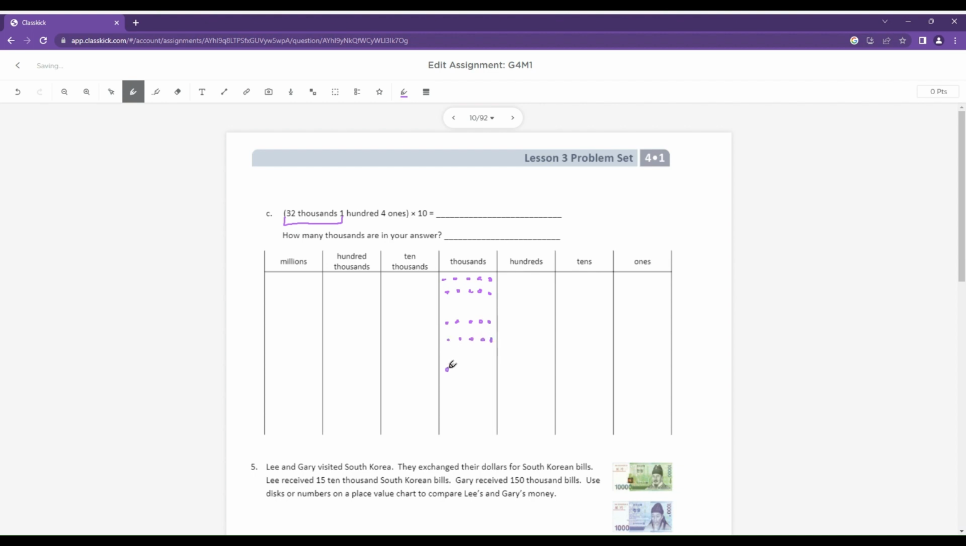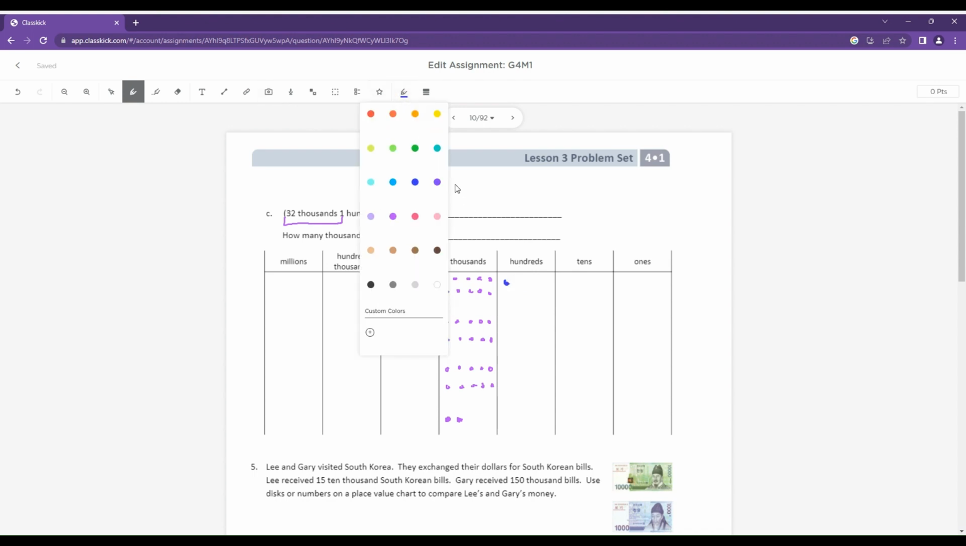There's 20. There's 30. And 2. Let me go ahead and do my hundreds. Not quite as many. I just have 100. I'm just going to put 1 here. And last but certainly not least, I have 4 ones. I'm sorry. Yep, 4 ones.